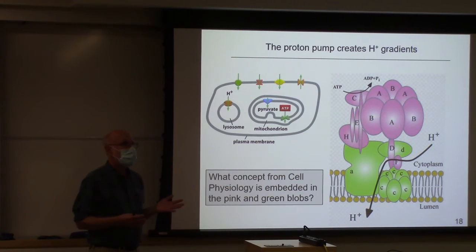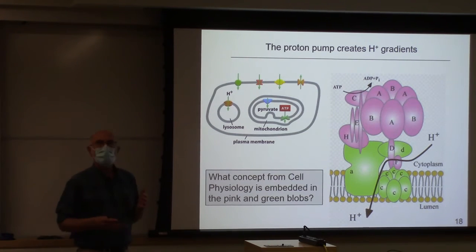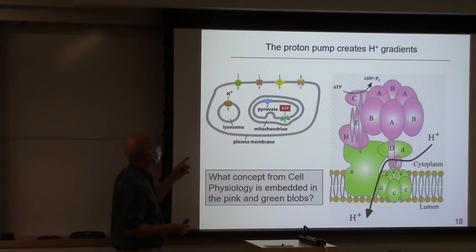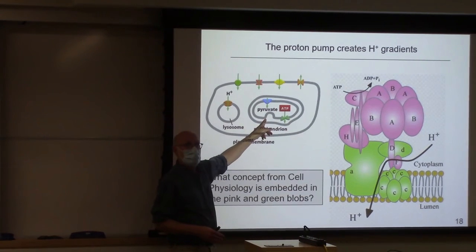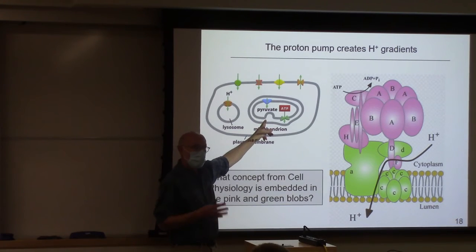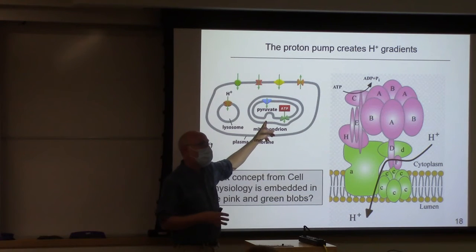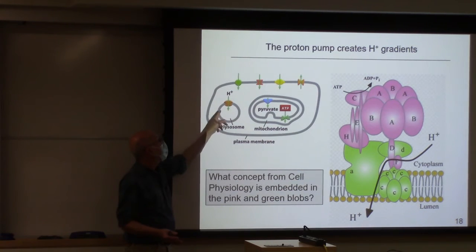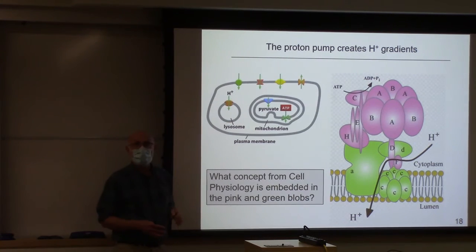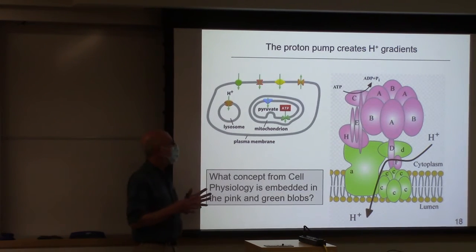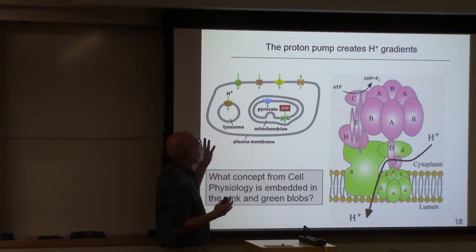There are proton pumps. We're not going to talk too much about those, but they exist. You've heard a little bit about them in cell phys. You've heard about the proton-driven ATP synthase. Well, that's a proton pump running in the direction of using the proton gradient to make ATP. But sometimes we use ATP to make a proton gradient. It can run both ways. All I want to do is remind you that there are proton pumps.